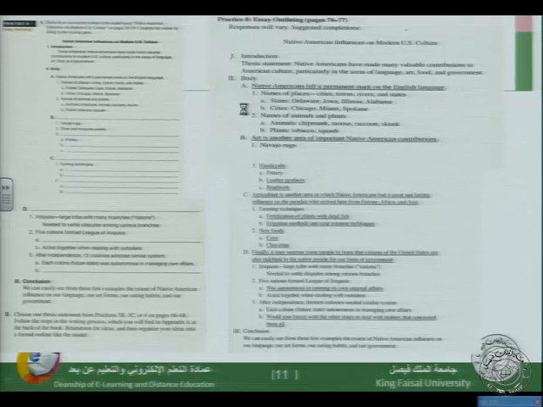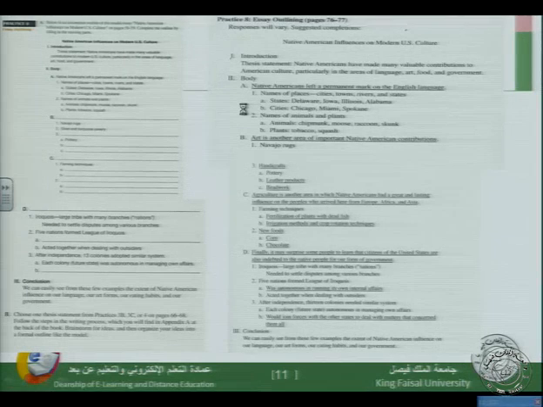In this example, this was an essay outline, and below is an incomplete outline of a model essay, Native American influence on modern U.S. culture, the one we discussed a few slides ago. Complete the outline by filling in the missing parts. Here's the introduction. Thesis statement: Native Americans have made many valuable contributions to modern U.S. culture, particularly in the areas of language, art, and food.